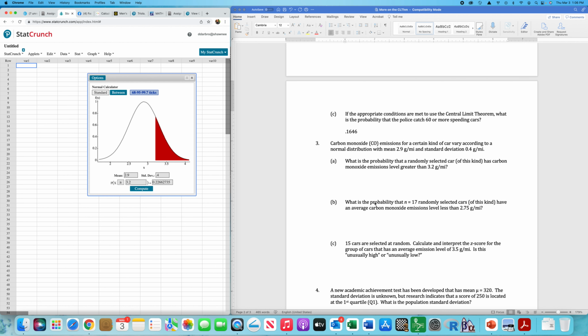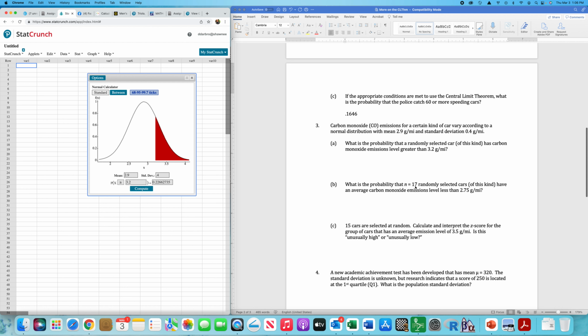You can see 0.2267. What is the probability that n equals 17 cars have an average carbon monoxide less than 2.75? Now we get into a point where we have to divide by the square root of the sample size. Again, have a normal distribution, so 17 is bigger than 2, so it works. And we want less than 2.75. Compute. 0.0061.